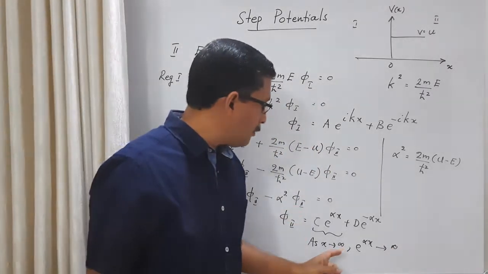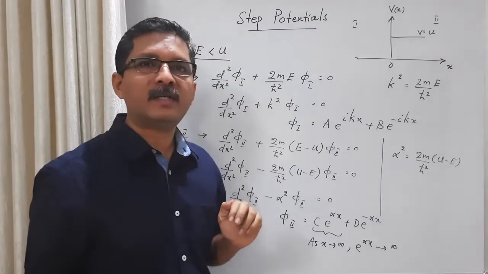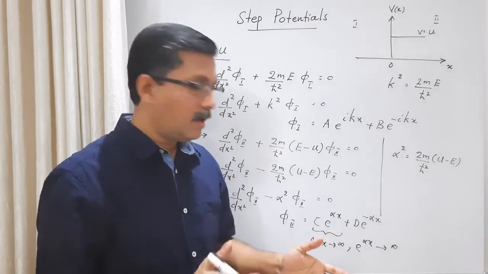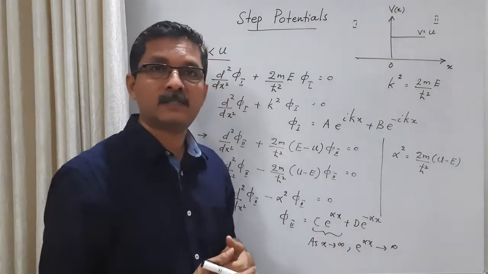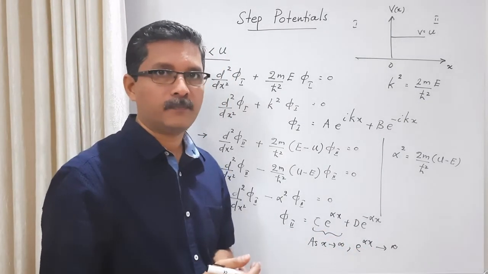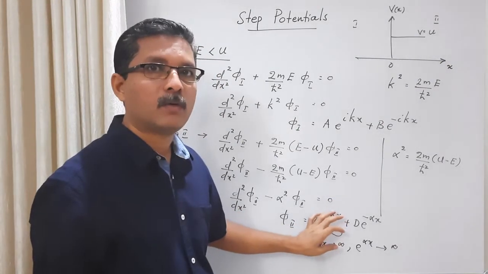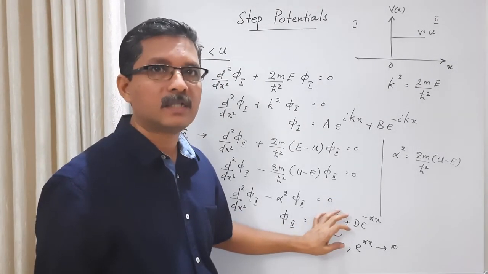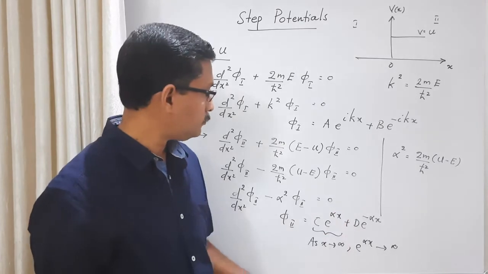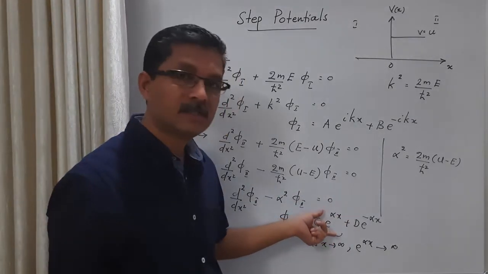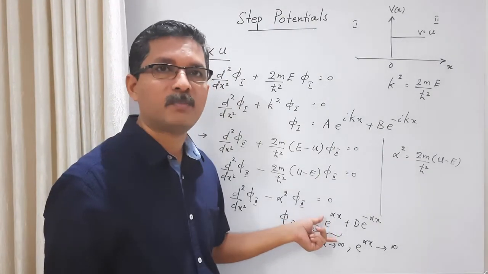But one of our admissibility conditions is that for the wave function to be square integrable, as x tends to plus or minus infinity, the wave function should go to 0. So if we retain this part, this wave function will not be normalizable or square integrable. So this part has to be discarded because of the quantum mechanical admissibility conditions.